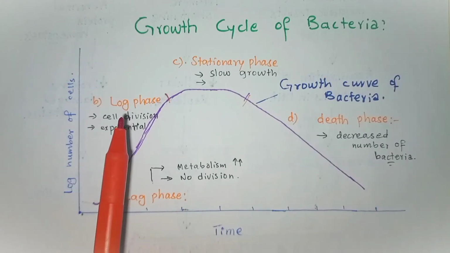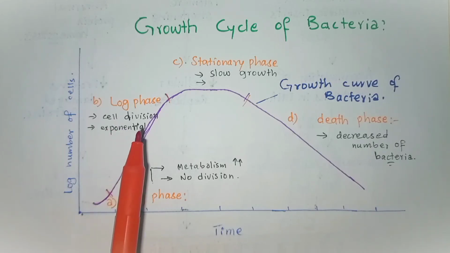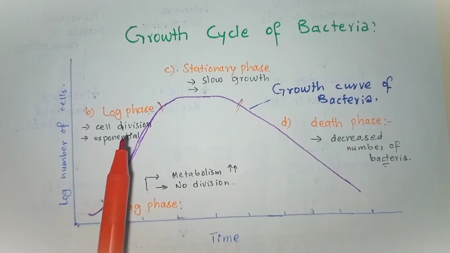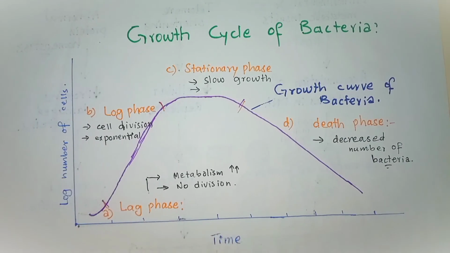The second phase is the log phase. This is the log phase. The log phase is also known as the exponential phase because during this phase the bacterial cells undergo cell division.